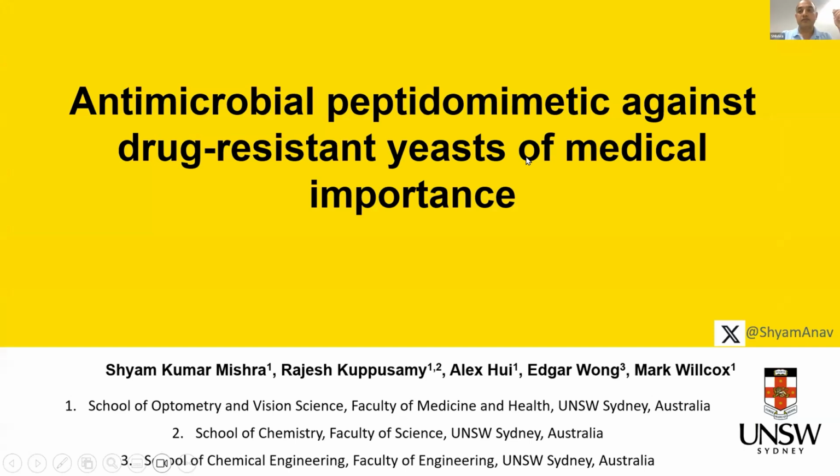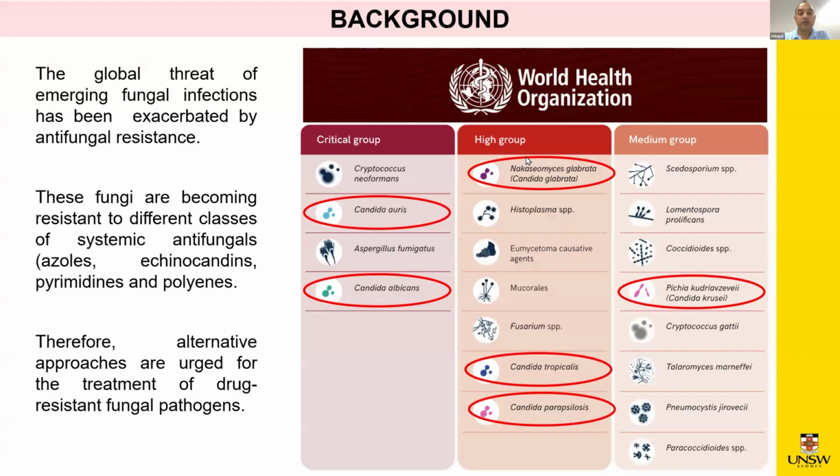Okay. Good afternoon. Today I'm talking on antimicrobial peptidomimetics against drug-resistant yeast of medical importance. As we know, these days, besides bacteria, different fungi, particularly yeast cells, are also emerging. For example, Candida auris has made a huge impact in clinical treatment in just around 15 years, and also the well-known Candida albicans is there.